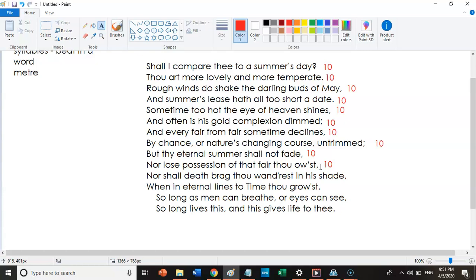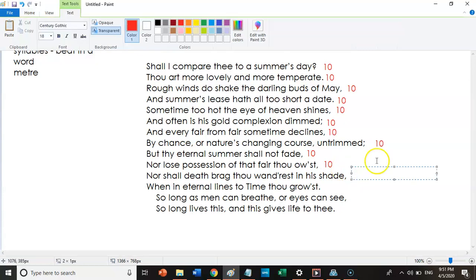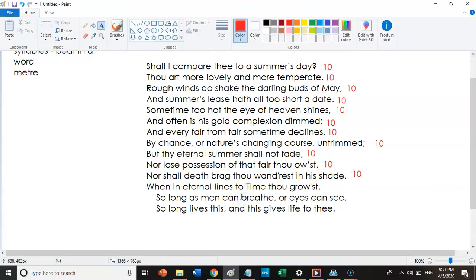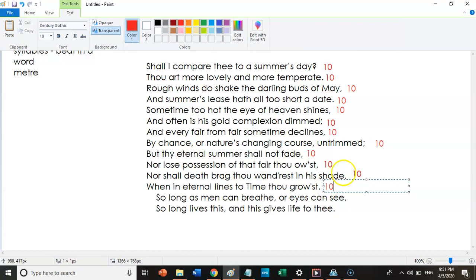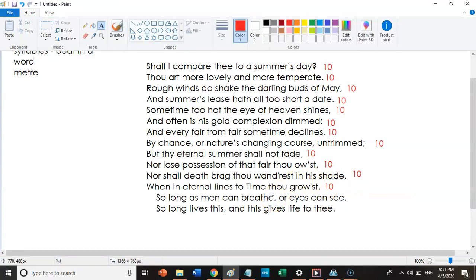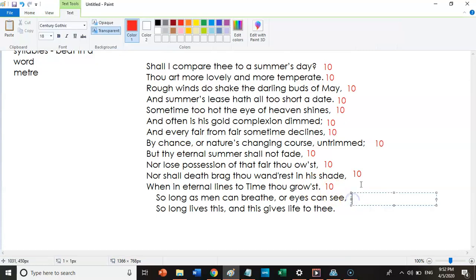Nor shall death brag thou wanderest in his shade. 10 syllables. When in eternal lines to time thou growest. 10 syllables. Growest, 1 syllable. So long as men can breathe or eyes can see. 10 syllables. So long lives this, and this gives life to thee.